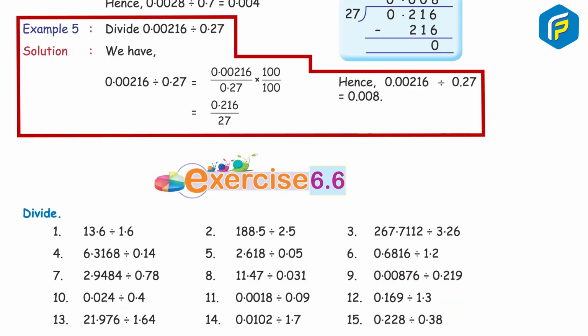Example 5. Divide 0.00216 by 0.27. Solution: we have 0.00216 divided by 0.27 equals 0.00216 upon 0.27 into 100 by 100, which equals 0.216 upon 27. Hence 0.00216 divided by 0.27 equals 0.008.